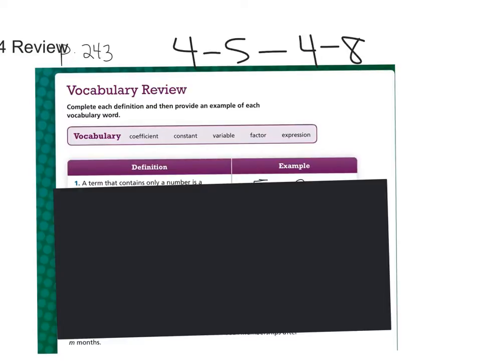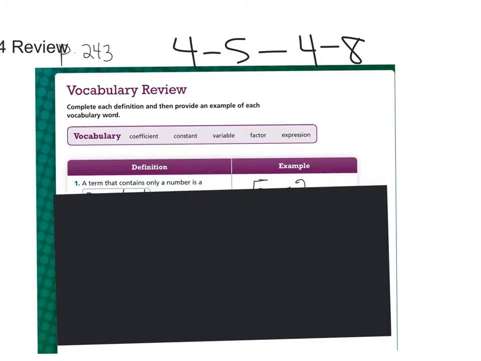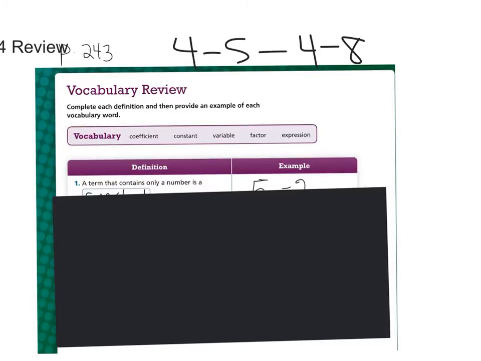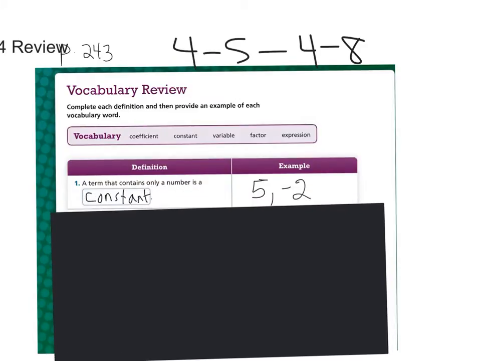If we look at our vocabulary a little bit here to start out with, a term that contains only a number is called a constant. Good. So some examples of constants, we've got 5 and -2 would be examples of constants.